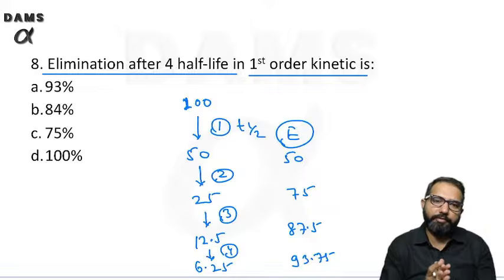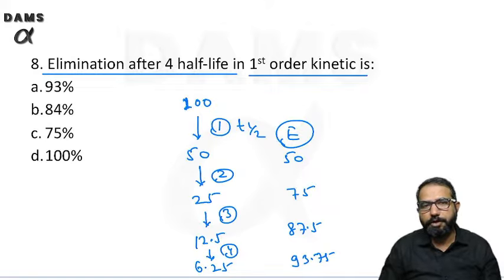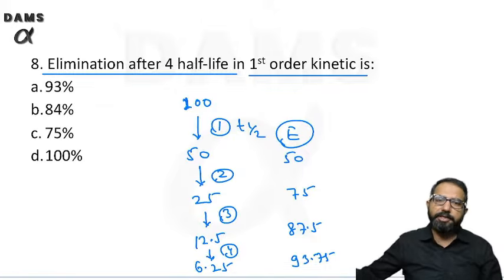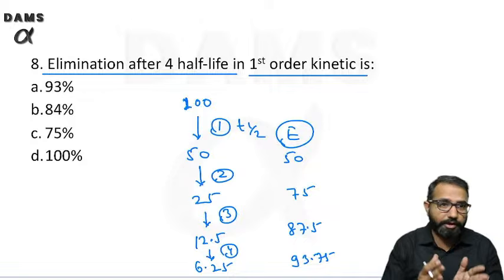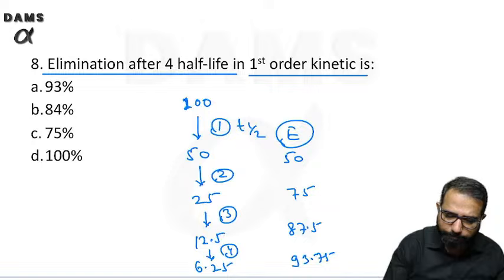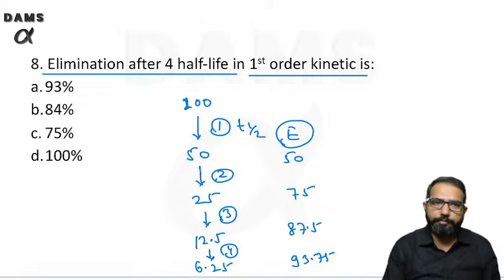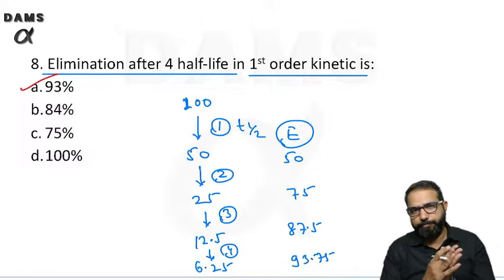So after 4 half-life, the elimination part is 93.75 and the part which is remaining in the plasma is 6.25. So what is the correct answer? So you can see after 4 half-life, almost 93% of the drug is going to eliminate.